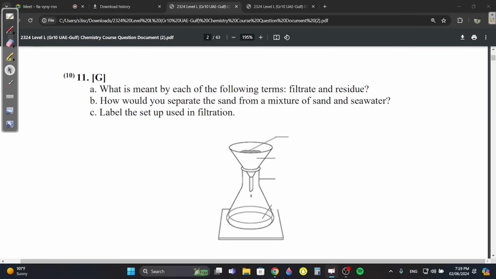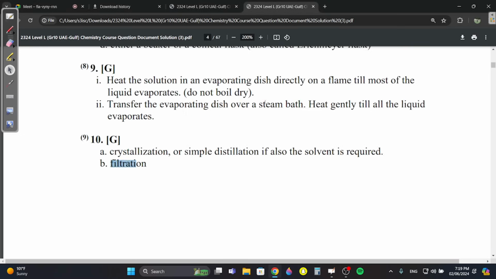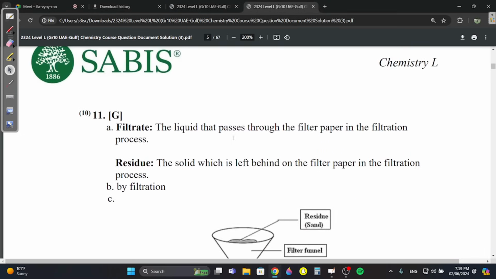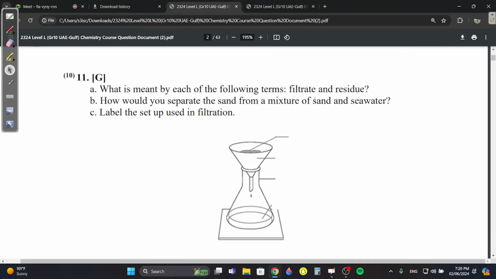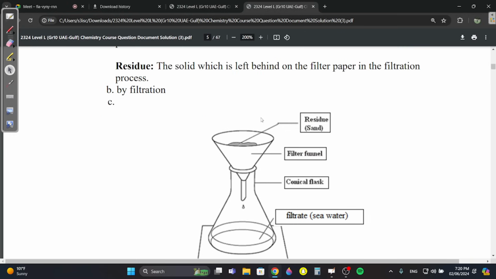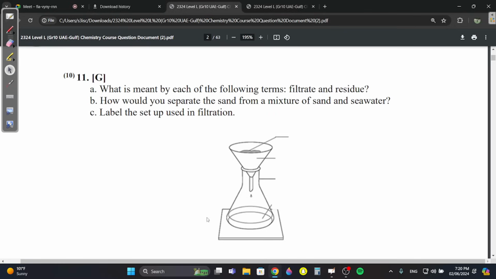Question 11, what is meant by each of the following terms? Filtrate and residue. The filtrate is the liquid that goes down. So the one down here is the filtrate. I remember this used to come. And then the residue is the thing that's always left up. Residue in English means left over. Residue is the solid that's left behind. The filtrate is the nice clean stuff that's filtered and goes through. Residue is the stuff that's left behind.